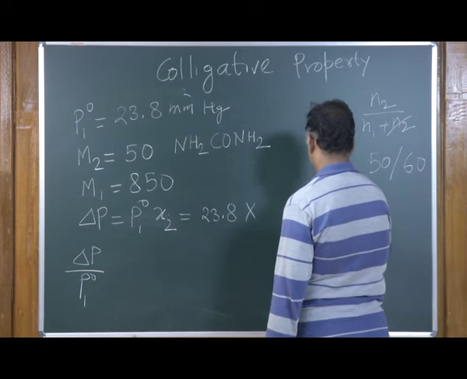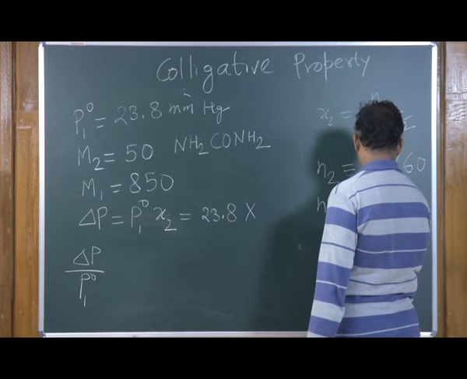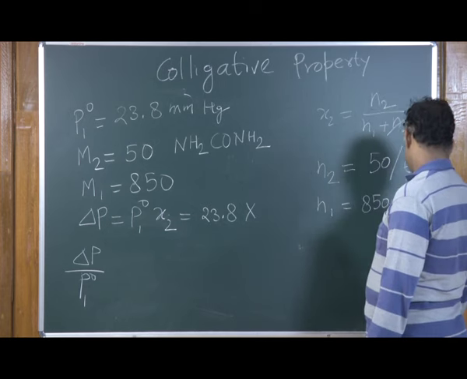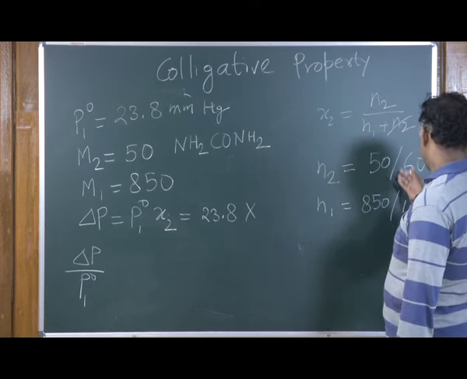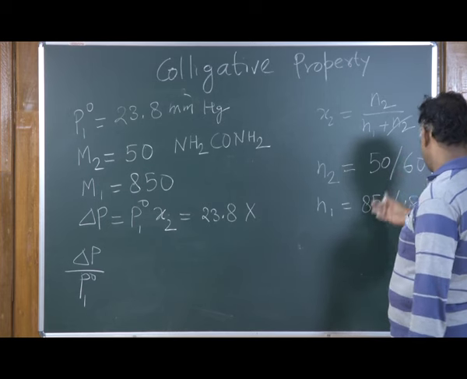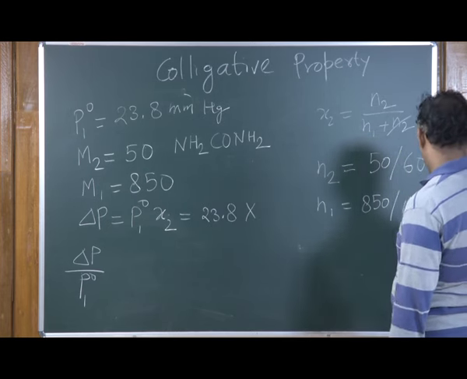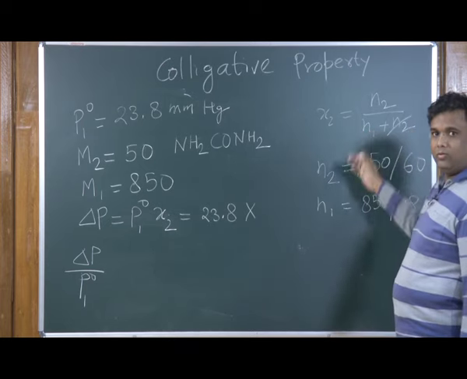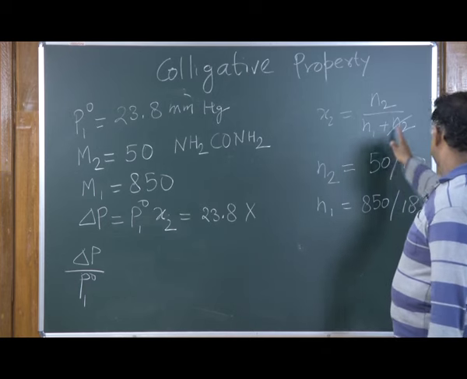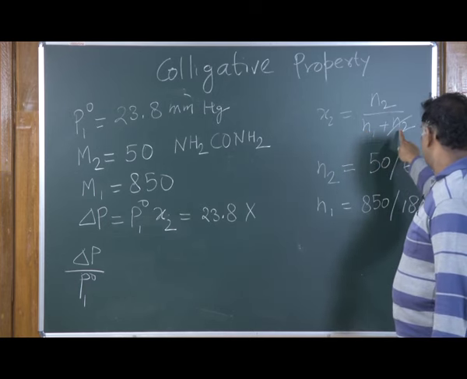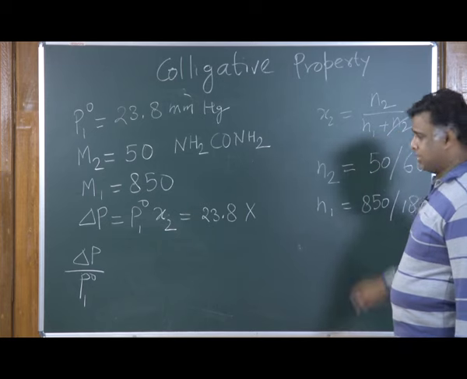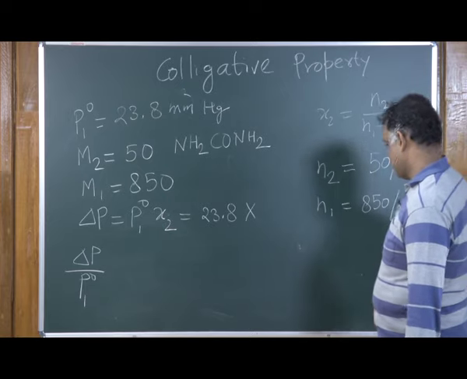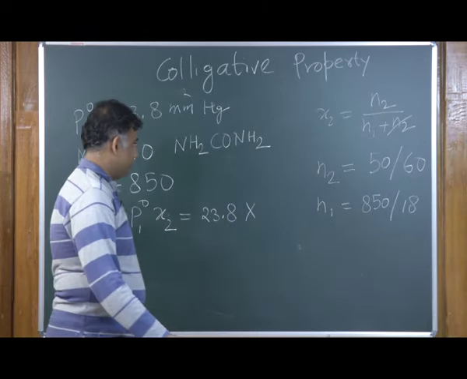Okay, and n1 we have 850 divided by 18. So, you can see that this is approximately of the order of 1 and this is around 50. So, if I ignore n2 with respect to n1, I am ignoring a quantity 1 with respect to 50. So, this is approximately 2% error, which is acceptable even though I do not have to ignore. Just for making the calculation simpler, we usually ignore that quantity.